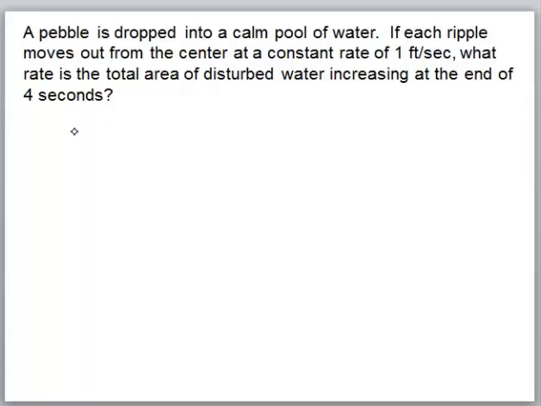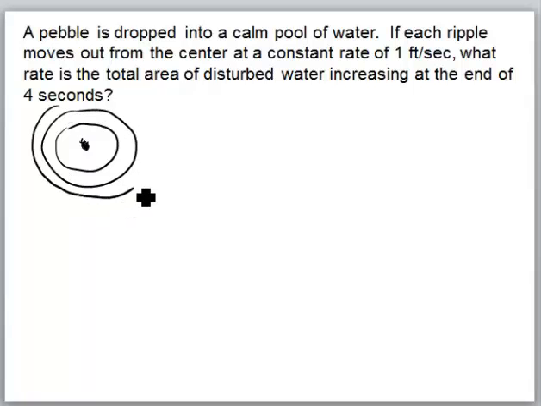All right, the first example I'm going to do is a pebble is being dropped into a calm pool of water. So here's going to be the pebble that's dropped, and the ripples are going out and around, creating these circles. It says if each ripple moves out from the center at a constant rate of 1 foot per second, what rate is the total area of the disturbed water increasing at the end of 4 seconds? A lot going on. That's why we need to use that method.